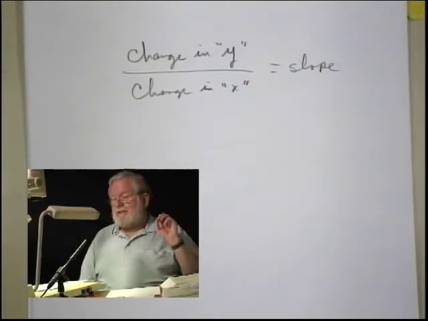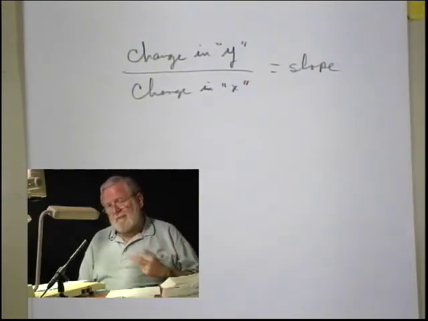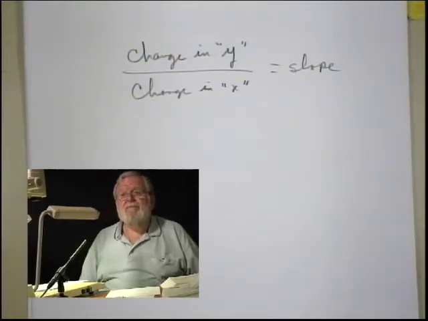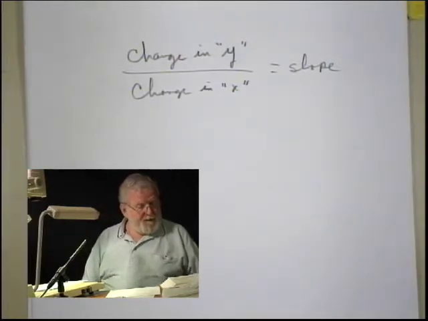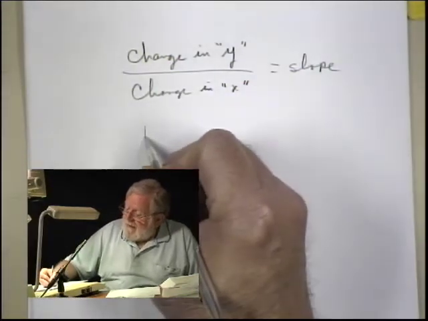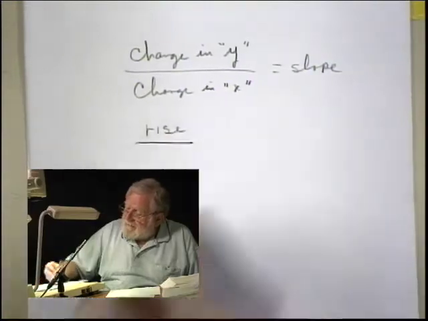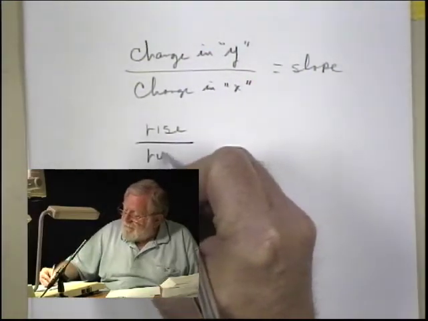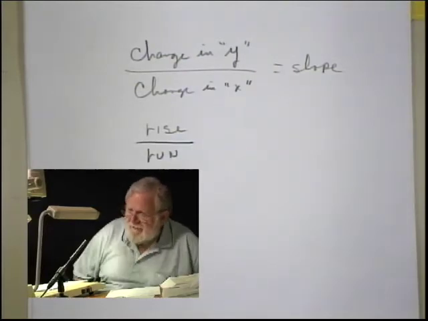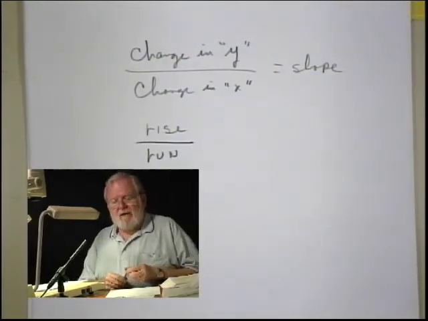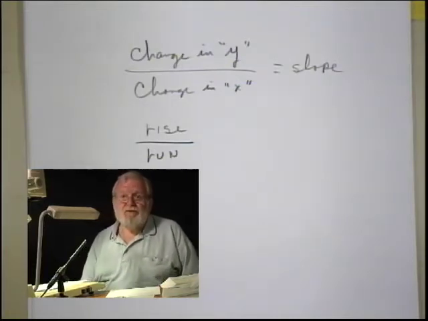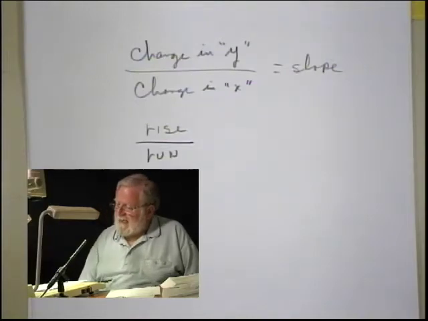In order to have a change in y and a change in x, we need to have 2 points. Then we can calculate the change between those 2 points, and that is the slope. Another way it's commonly defined is as the rise over the run. Any of you that have worked in the building industry recognize that. Carpenters use rise over run when they're calculating the slope of a truss or something like that. So that is the slope.